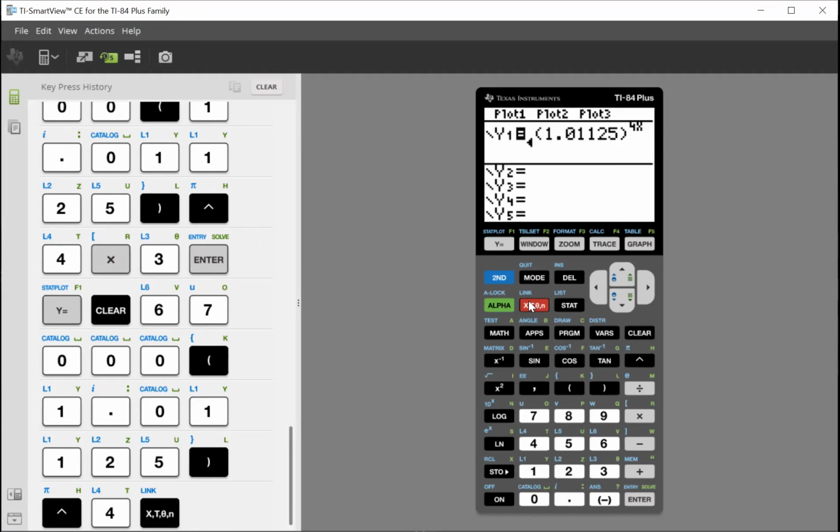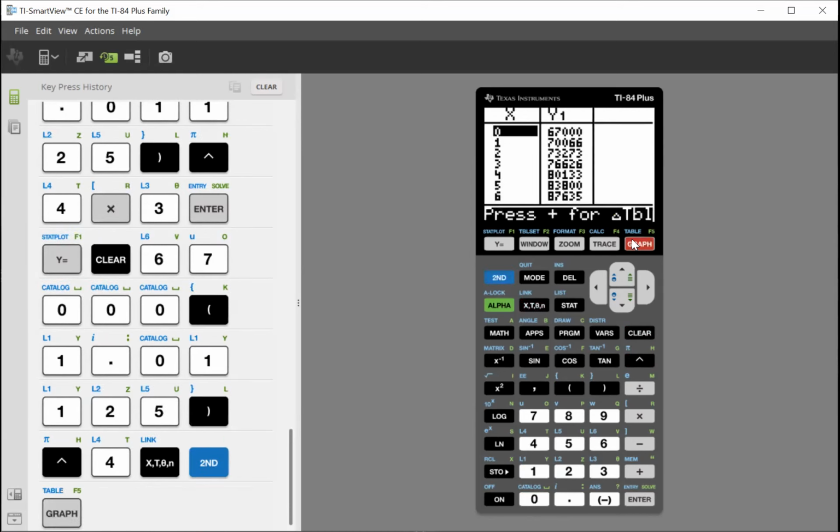And y'all, I don't even care about the graph. I want to go to the table. So I'm going to hit second graph and go to the table. So look at that. When that t or x was 0, we had 67,000. Let's go down to 3. When the x or the t was 3, I got 76,626.